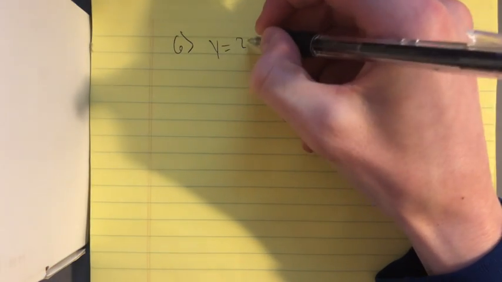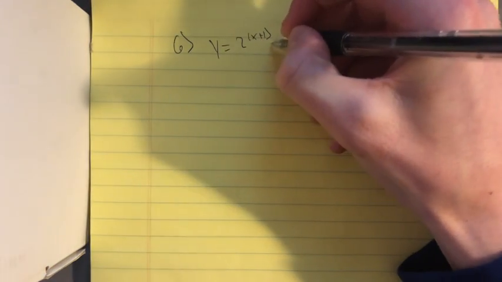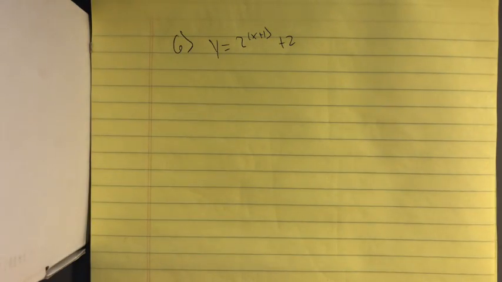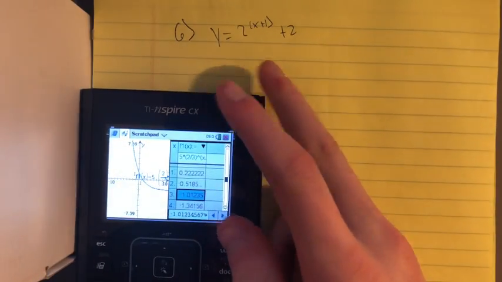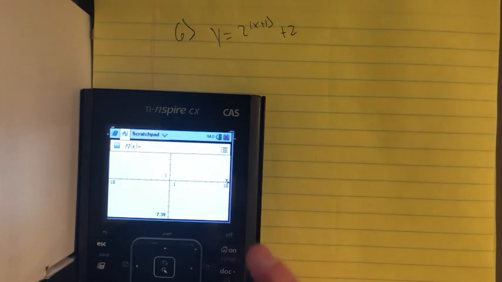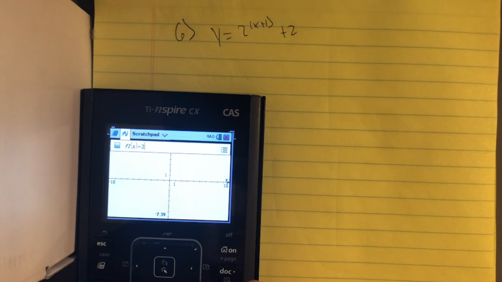Number 6 is y equals 2 raised to x plus 1, plus 2. Okay, so let's get ourselves our TI-Nspire here. We've got 2 raised to x plus 1, that's a negative sign, plus 2.